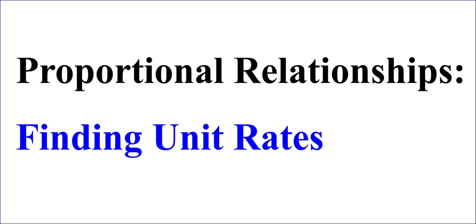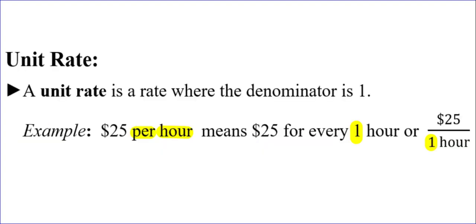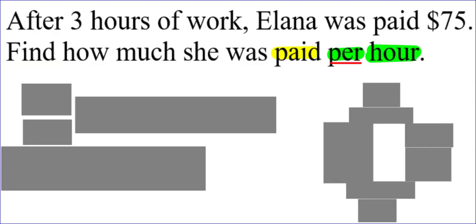All right, let's review proportional relationships, and we got to start by talking about how we find unit rates. A unit rate is the kind of rate where the denominator is 1. For example, $25 per hour means $25 for every 1 hour. As a fraction, you could write that as $25 over 1 hour.